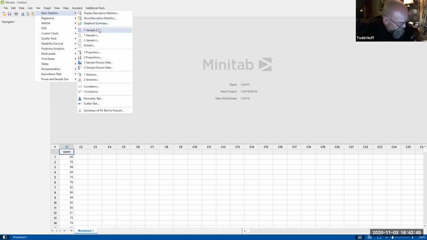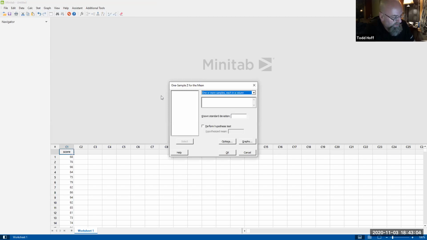And then depending on whether we know the population standard deviation, we would pick one sample Z. Or if we do not know the population standard deviation, we would pick one sample T. Let's assume that we know the population standard deviation is 8. So we're going to pick one sample Z. Now, the first thing it's going to do is ask us for our known standard deviation. I'll put 8 in there. And it's going to ask us to enter the column of scores, so I can put those in.